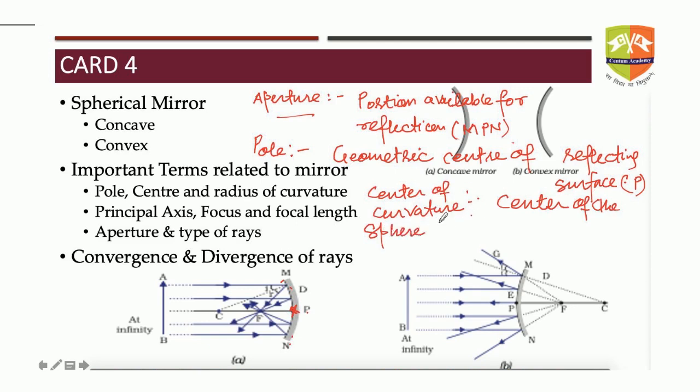Now what would be the height of my image? If this image is H dash, and the height of the object is H, suppose this is A, this is B, this is C, this is D, this is E. Now we need to understand that if this is R, this is also R because they are opposite angles, and I is equal to R. This is 90 degrees, this is also 90 degrees. So all three angles are the same.